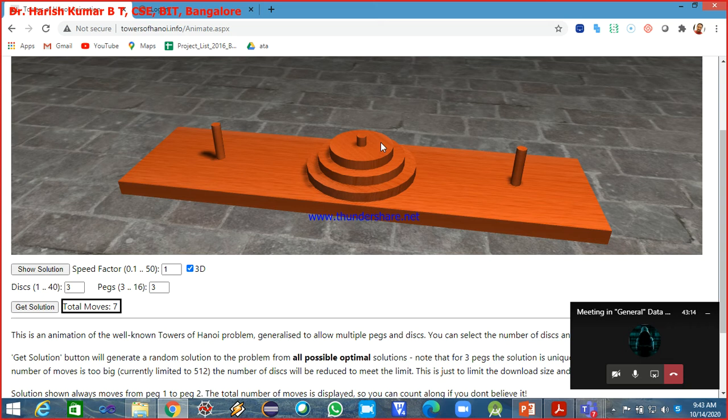I want you to write the moves also. When the disks are getting moved, say for example the first move, disk 1 is getting moved from A to C. That is what I want you to write. Now I'll increase the number of disks to 4, and pegs again I just want as 3 itself. Solution.